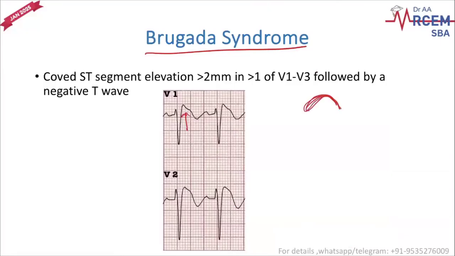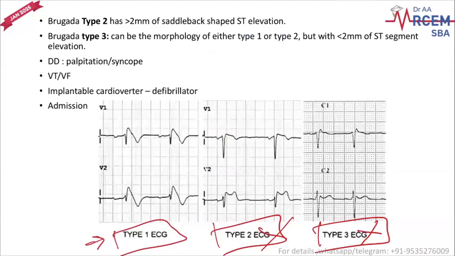This is known as coved. Coved kind of ST segment elevation, either in V1, V2, or V3, at least in 2 leads, followed by T wave inversion. It should be more than 2 mm, which means more than 2 small boxes should be present. Then we call it type 1 Brugada syndrome.